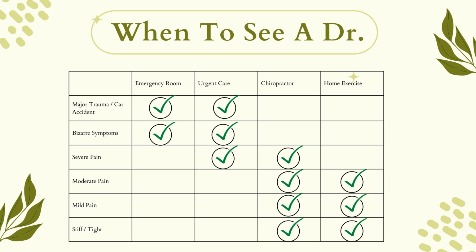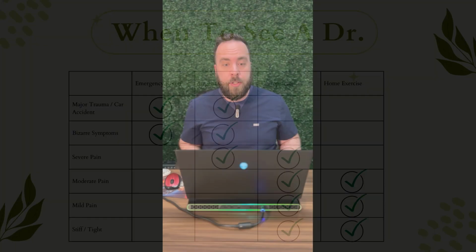Now, when should you go to a doctor? One, if you experience any kind of major trauma, like a car accident or a broken bone or something like that, you should immediately go to an emergency room. Call 911. That is a medical emergency. If you have really bizarre symptoms, something really strange, I'm not even going to go into them, but if you're like, how could this possibly even be happening? I didn't know the human body could do this. That is a great time to go to the emergency room.